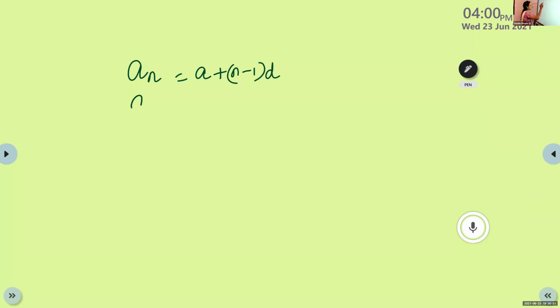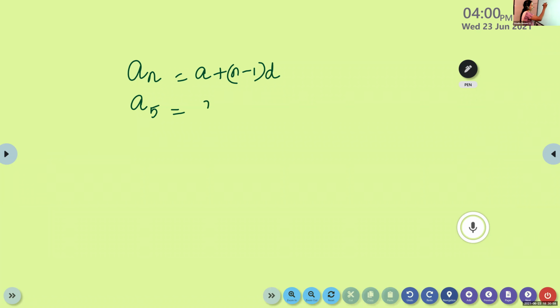So in general, suppose I want to write the fifth term. Then the fifth term will be given by A5 is equal to a plus 5 minus 1 into d. 5 minus 1 is 4, so a plus 4d, isn't it? What will be the 10th term? It is a plus 9d. The 10th term will be given by a plus 9d.